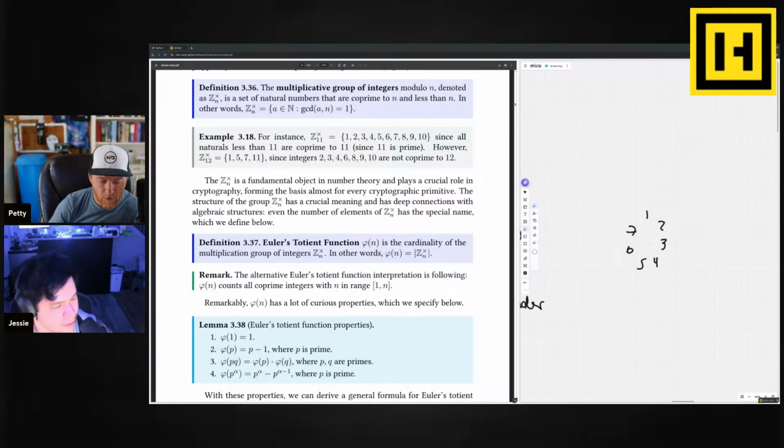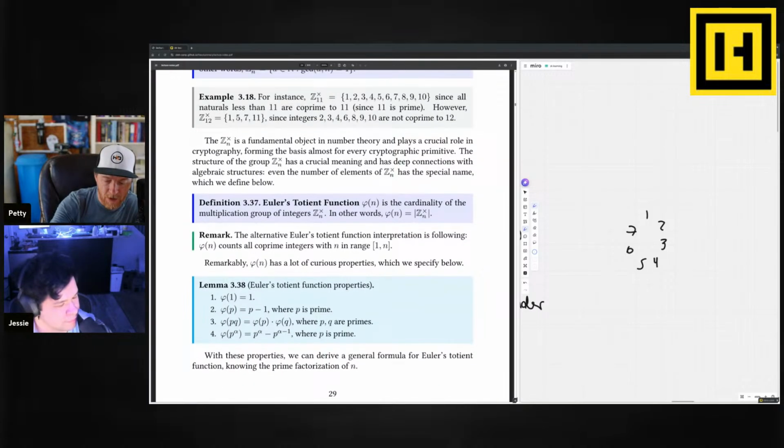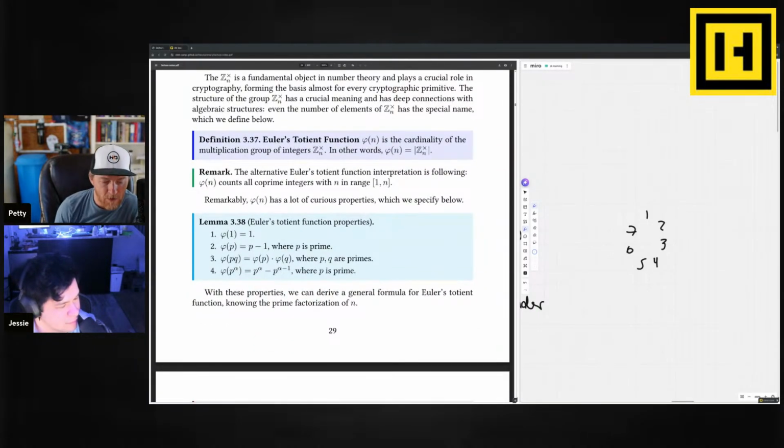All right. The alternative Euler's totient function interpretation is the following. Phi of n counts all integers coprime with n in the range 1 to n.